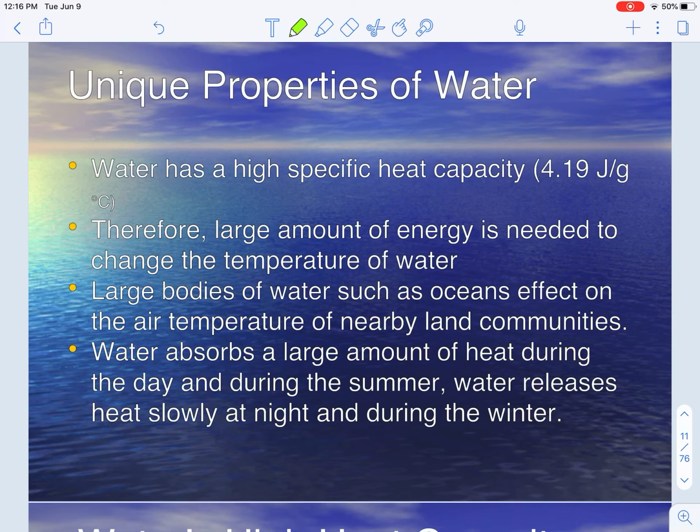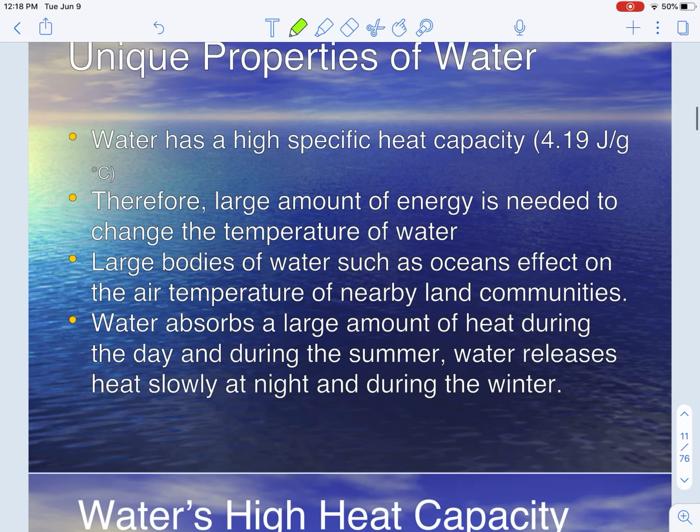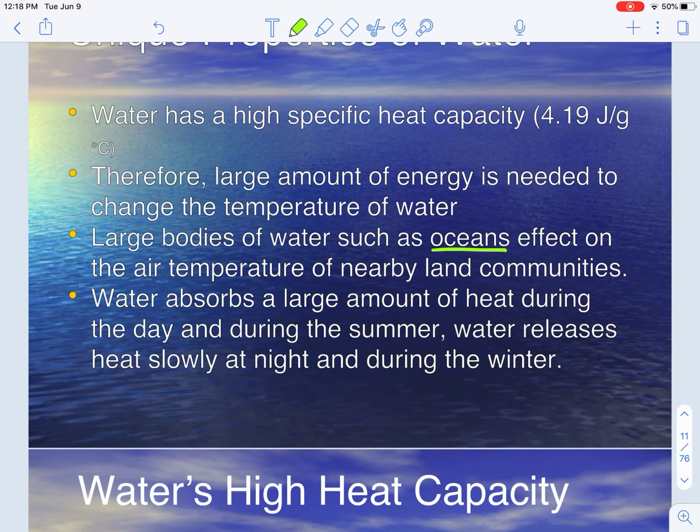So the next topic is properties of water. Water has a very high heat capacity, which we've heard of before, 4.19 joules per gram degree Celsius. So a lot of energy is needed before we can make the temperature of water go up 1 degree. We need 4.19 joules of energy for every gram of water. That means that oceans, large bodies of water, will absorb a lot of heat before they ever change any degrees, and the water of the oceans doesn't change very much at all.